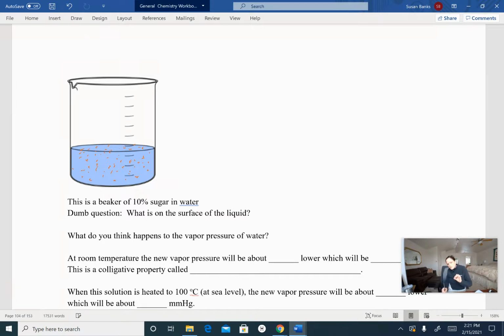So, another dumb question. Now that I have sugar molecules all through this liquid, what's on the surface of that liquid? Is it pure water anymore? No. You notice I have some orange dots there. So, what's on the surface of the liquid is sugar and water molecules.